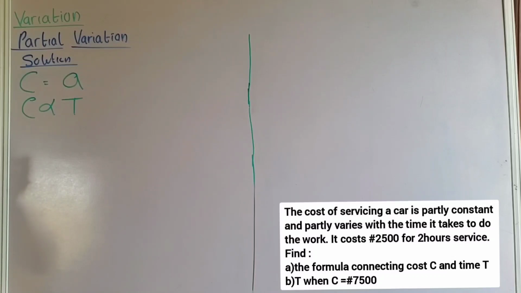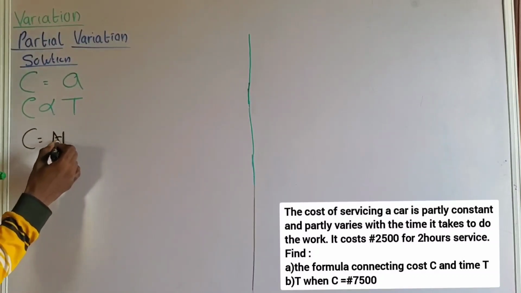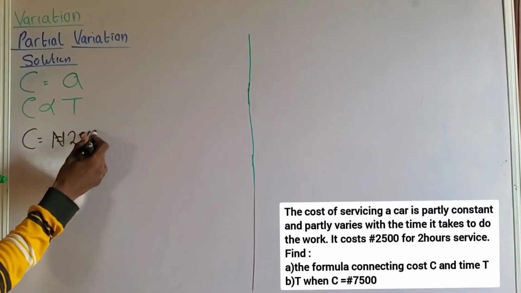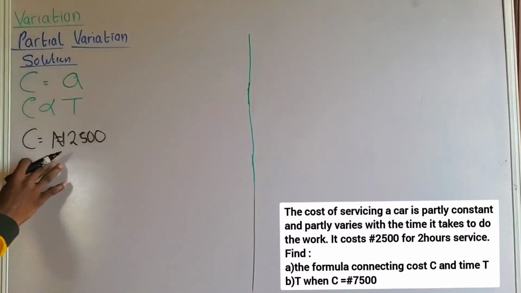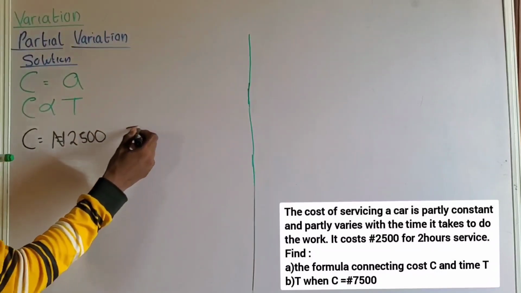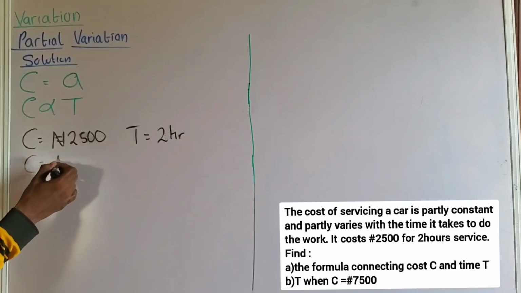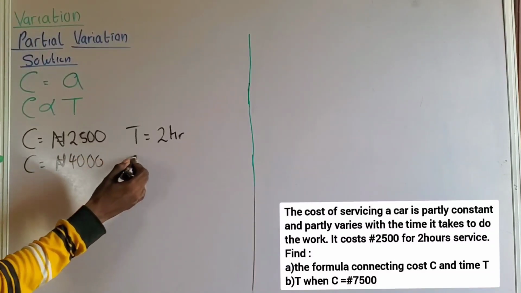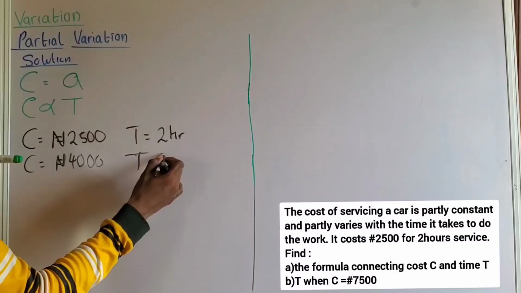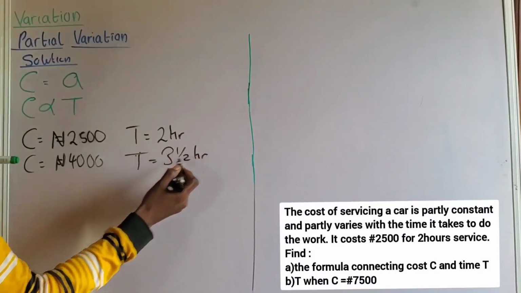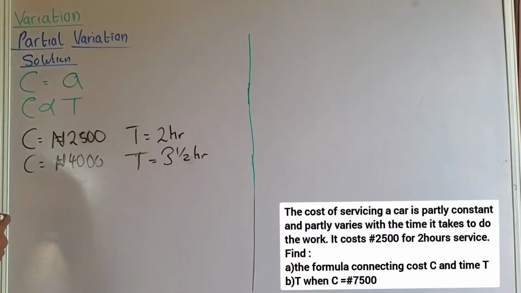It costs 2,500 naira for 2 hours service. So when the cost is 2,500 naira, the time is 2 hours. And when the cost is 4,000 naira, you can see how I'm interpreting the question, the time taken to do the job is 3.5 hours, right? Yes, 3.5 hours. Now we are asked to find the formula connecting C and T.